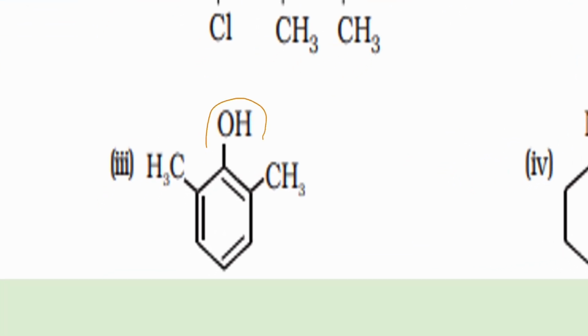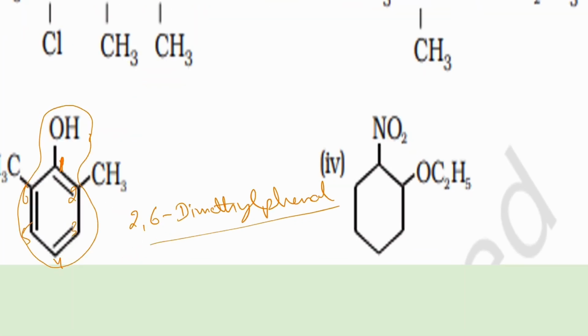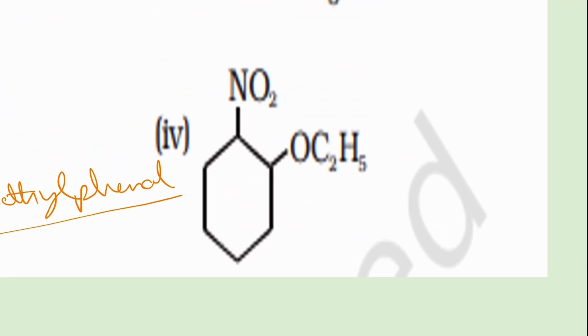Now this is clearly phenol, and there are 2 methyls. So this has to be number 1 carbon. Now you go clockwise, anti-clockwise, anyhow you are going to get the same numbers, 2, 3, 4, 5, 6. So the name is 2,6-dimethyl phenol, single word, right? Last one in this example.